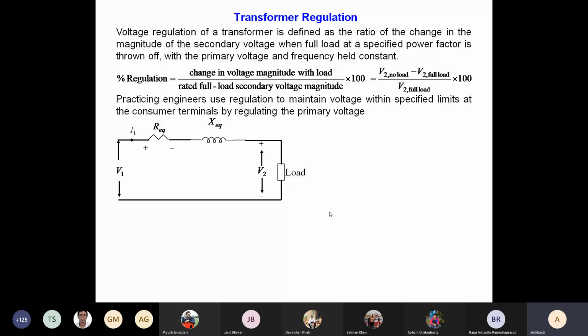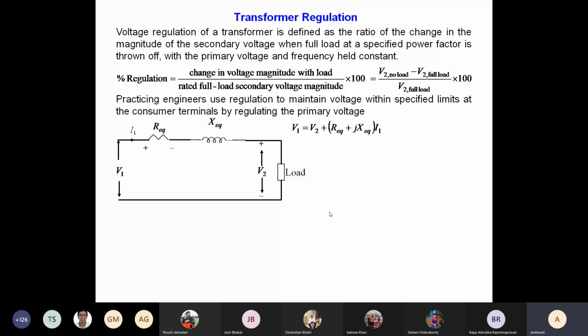So this equation is very simple. If you apply the normal KVL, V1 equals the voltage drop inside the transformer across Req and Xeq, plus the voltage at the load. Simple. This is a simple single phase transformer and one single phase load. So the equation is V1 = V2 + (Req + jXeq) I1. So R and X, why R and X?